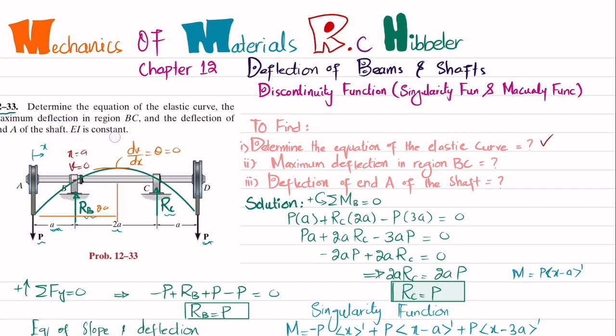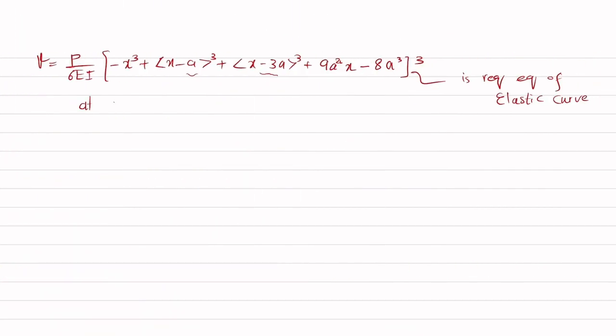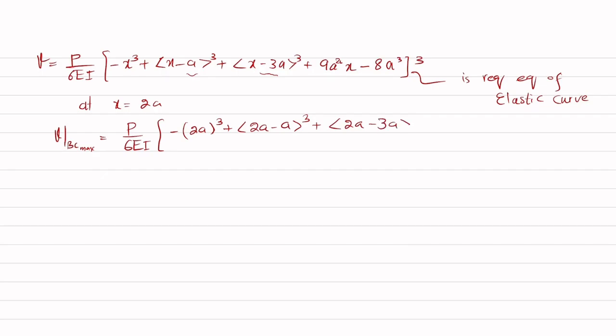So at BC, it means that x is equal to 2a. So we will put x equal to 2a, and the deflection in region BC, that is the maximum deflection, is P over 6EI into minus (2a) cubed plus, with the Macaulay bracket, (2a minus a) cubed plus (2a minus 3a) cubed plus 9a squared into 2a minus 8a cubed.